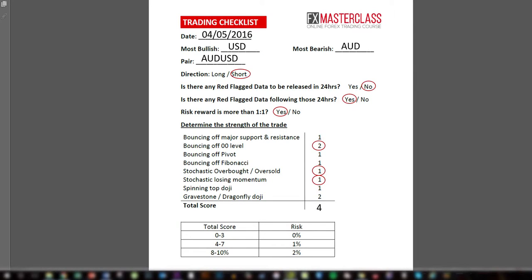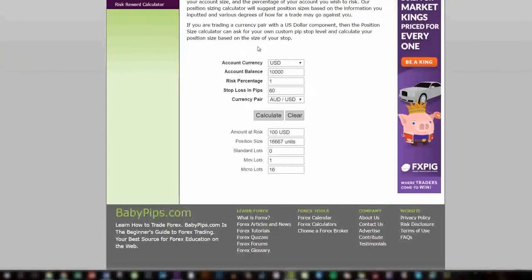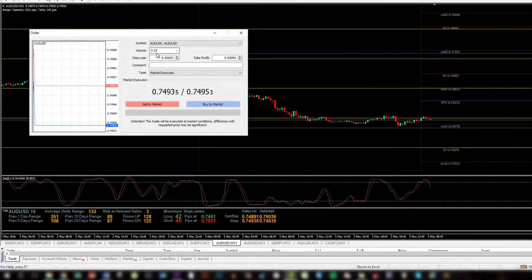So based on the table, we'll be risking 1% of our account on this trade. Now head over to the lot size calculator, input the details, and you should get about 16 micro lots, which is the equivalent of 0.16 lots. Now that's for a basic account of about $10,000. Now head back over to MetaTrader, click on the new order and input the details.